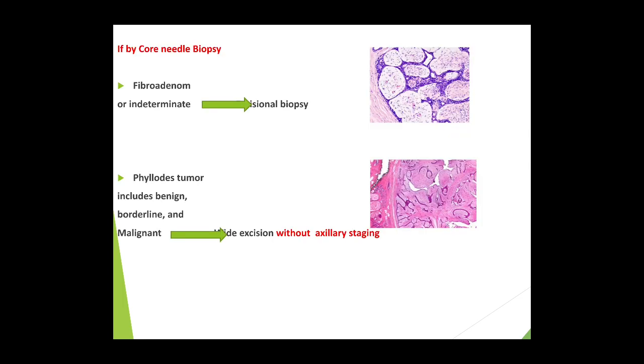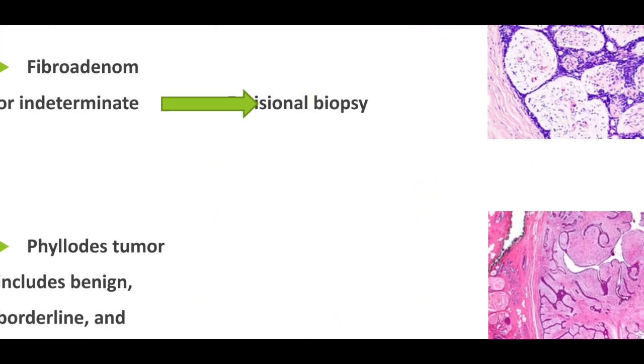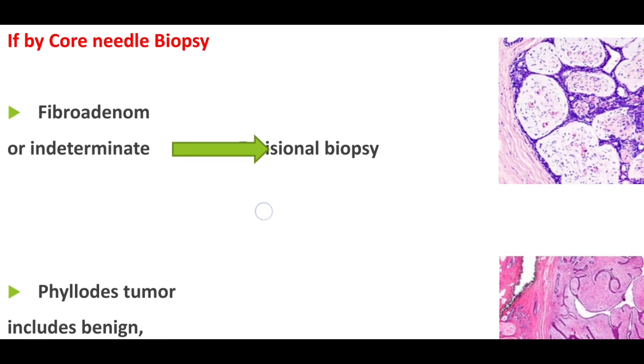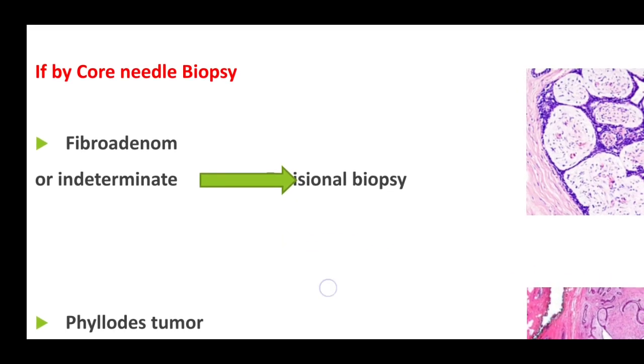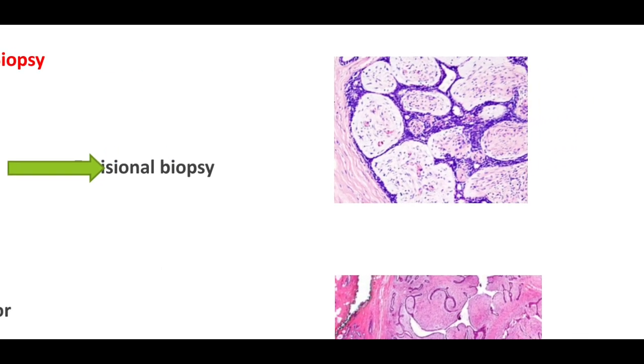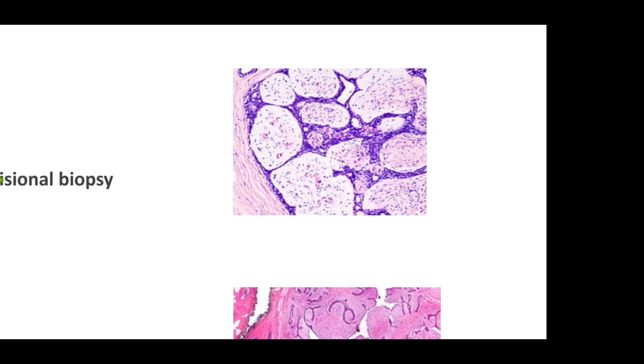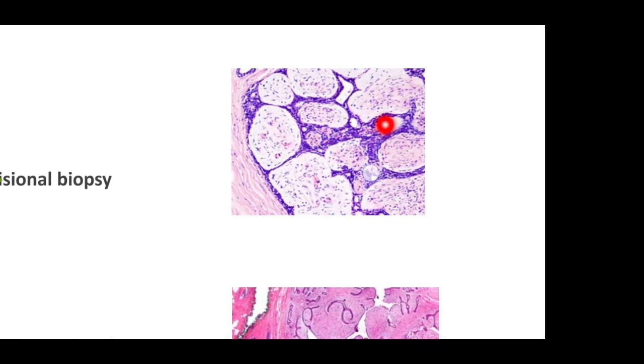The diagnosis may depend on core needle biopsy. Fine needle aspiration is not beneficial. The fibroadenoma will show benign-looking proliferation of both the stromal tissue and the glandular tissue. This is stromal tissue and this is glandular tissue, and this picture shows the proliferation of benign-looking features.